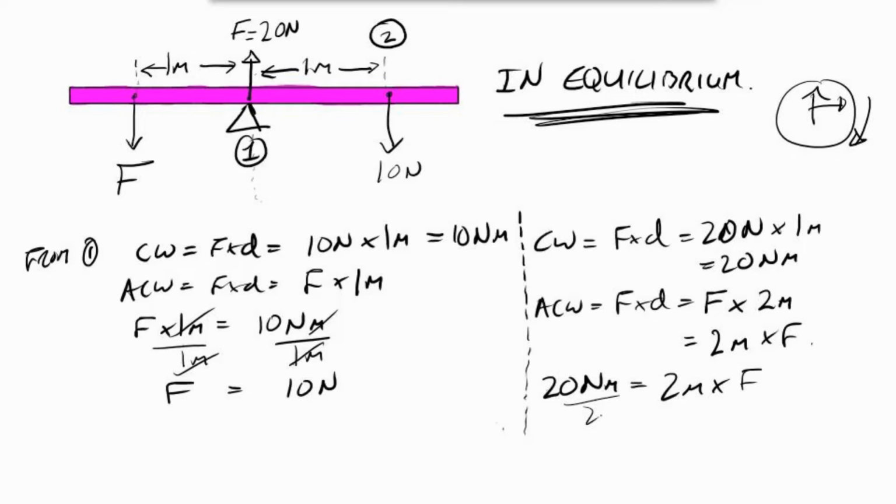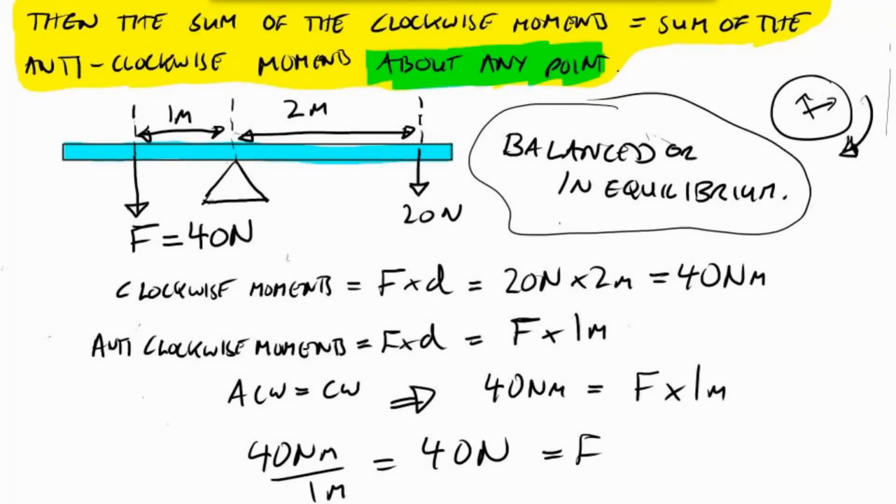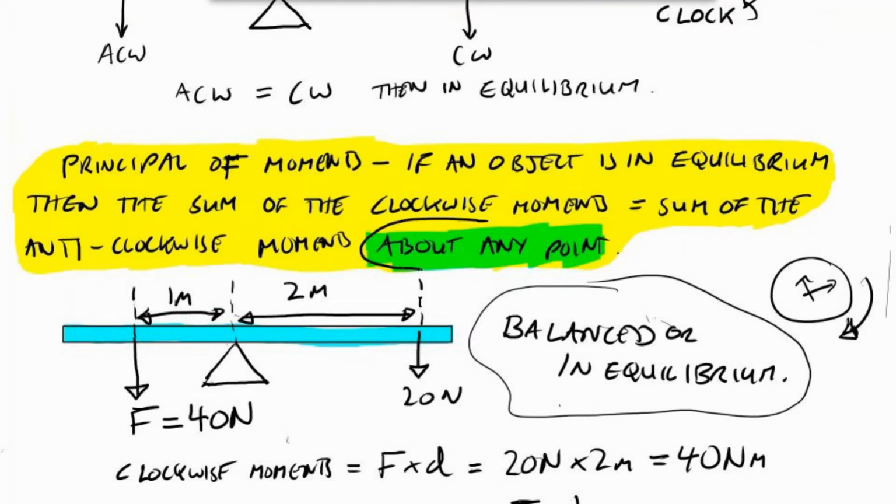Divide both sides by 2 meters, and I'm left with 10 newtons as my force. So what you can see there is that despite using point 1 and then point 2, I got the same value for the force. But I want to do something here. I want to prove a point. And the point I want to prove is that this thing here is more interesting than it sounds.